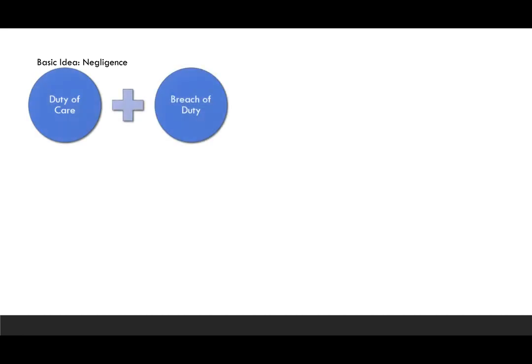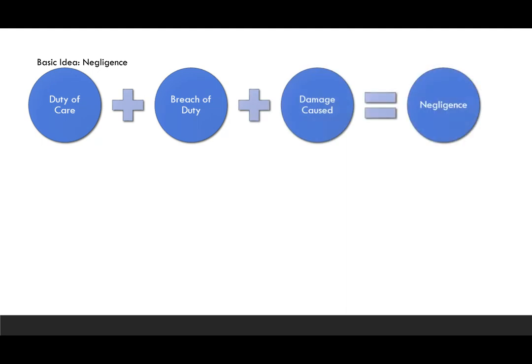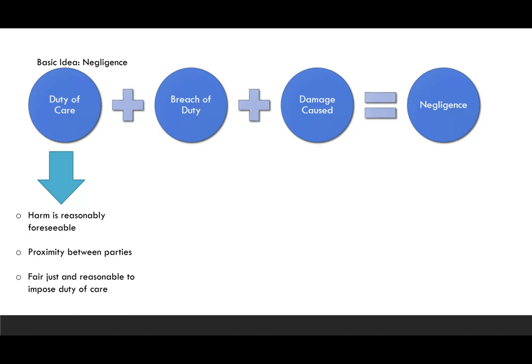Within tort law then, the basic idea that needs to be grasped, and the one on which the rest of the understanding hinges, is that of negligence. Negligence has 3 elements: duty of care, a breach of that duty, and damage caused by that breach, and if all these are there, that leads to a claim for negligence. Duty of care means: is the harm reasonably foreseeable? Is there a relationship or proximity between the parties? And is it fair, just and reasonable to impose a duty of care on the defendant?